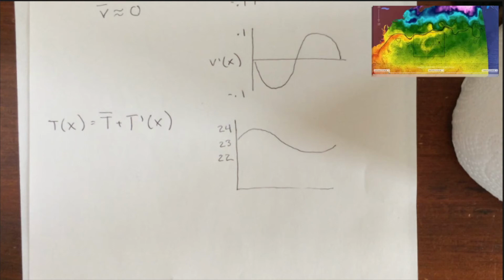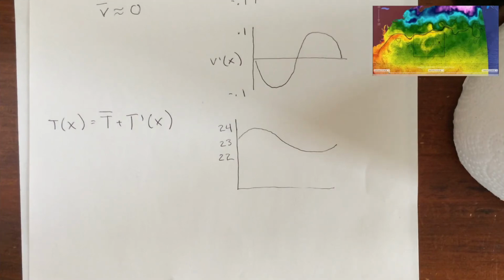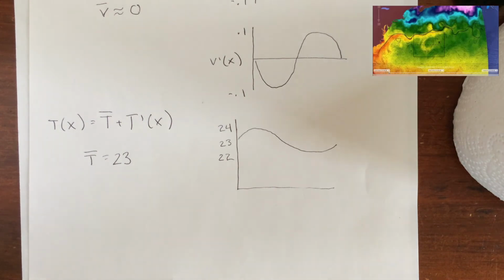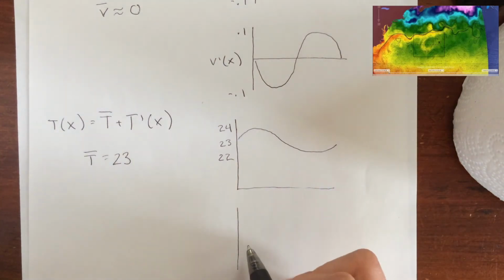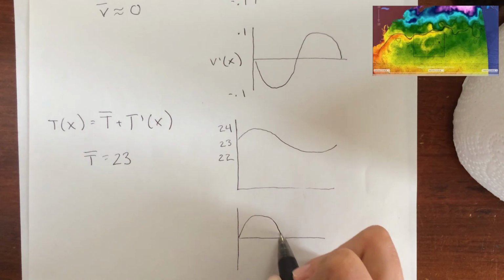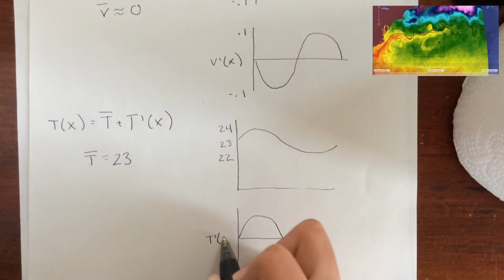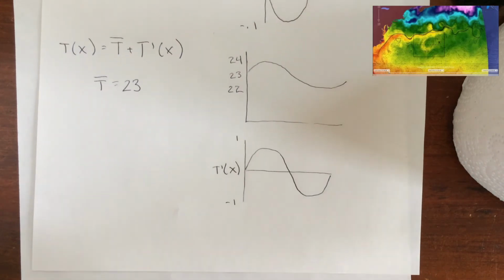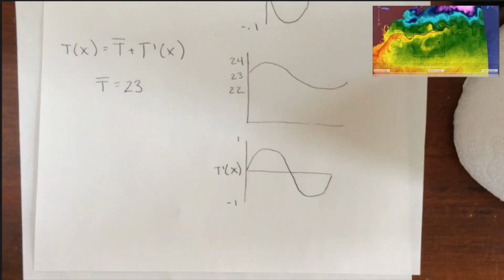Let's just say our temperature is ranging between 22 and 24 degrees C. This means our average temperature is probably somewhere around 23 degrees Celsius. In this case, our spatial varying anomaly will look something like this, with the same curve as above, but now we vary between negative 1 and 1. As always, the average of the spatial anomaly is 0.